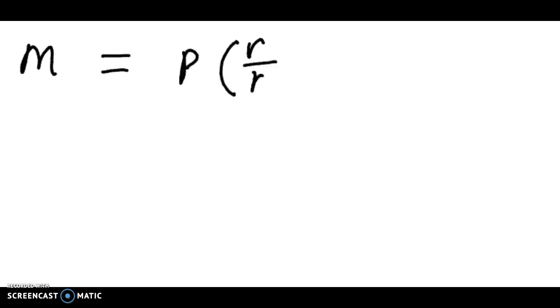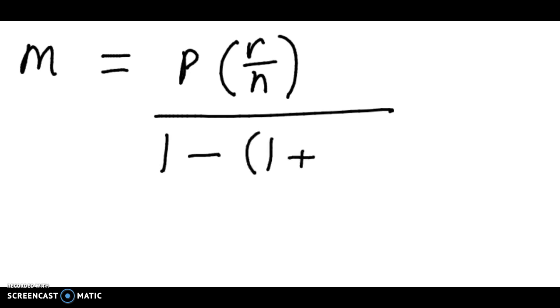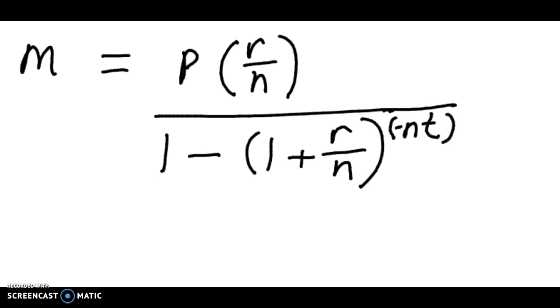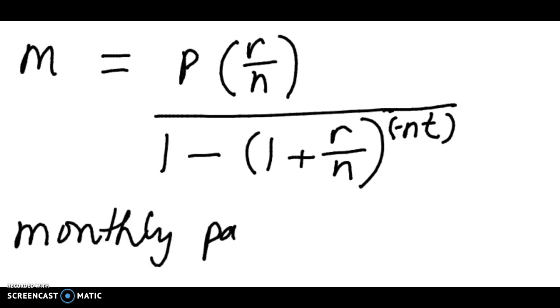So the monthly payment formula that we're going to use is: the monthly payment equals principal times the rate divided by the number of payments in that year, all divided by 1 minus 1 plus the interest rate divided by the number of payments in the year, raised to a power of negative n times t. And this is the monthly payment formula.